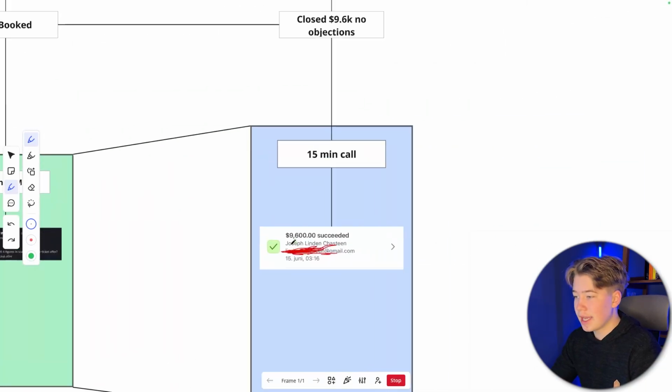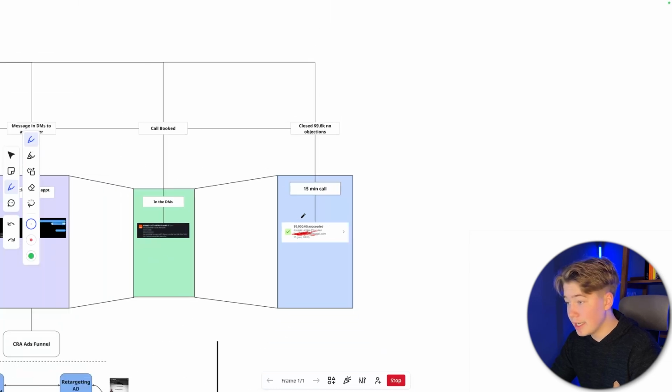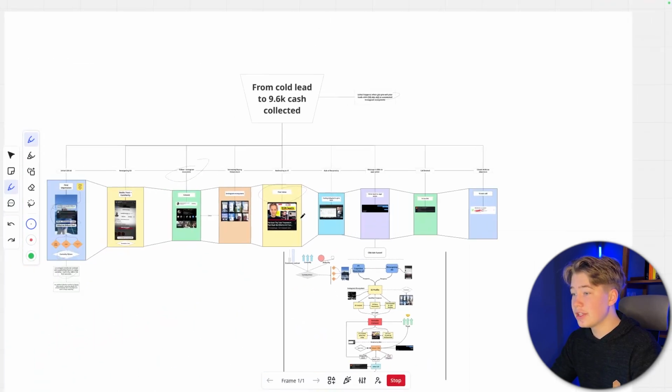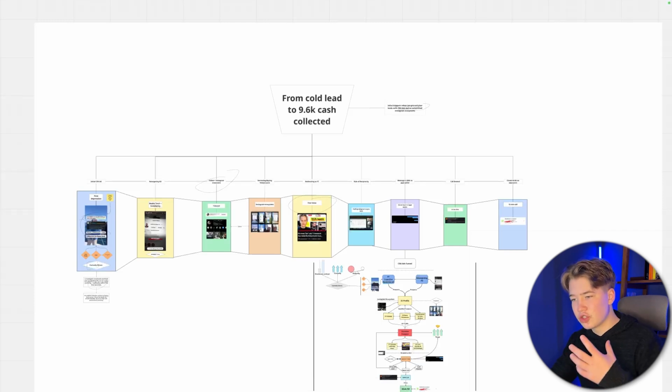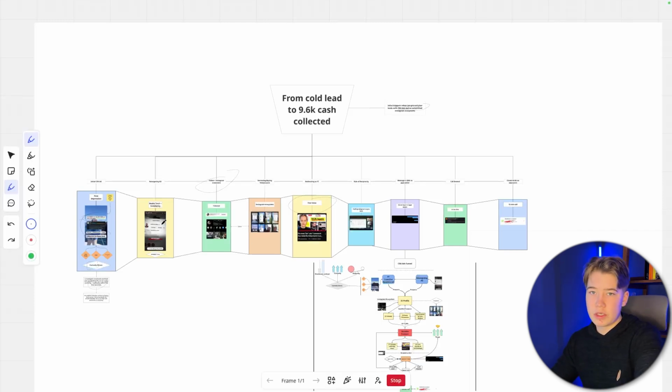He closed 9.6K, no objections. We probably could have done it in the DMs if we really wanted to. And so this strategy of getting followers and then nurturing them and then setting them is so good for so many reasons. Firstly, it's predictable because we're running ads, right? It's consistent, it's predictable, it's reliable.